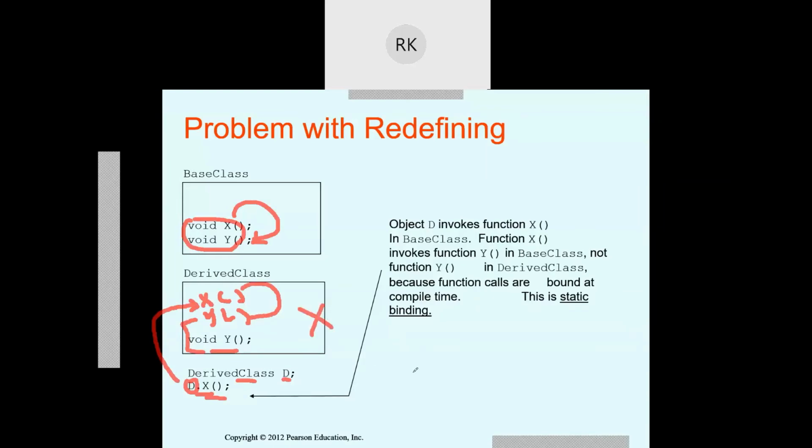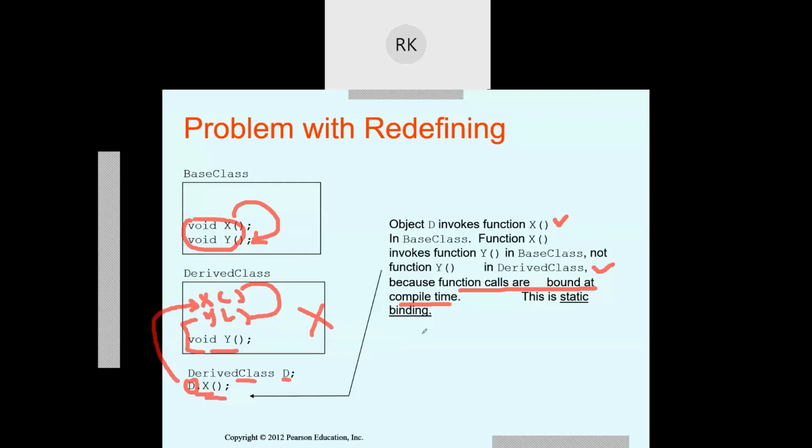So the object d calls the function x, as I told you, and the function x calls the y in the base class. It will call the base class, not the function y in the child class. Why? Because function calls are bound at compile time. Did you get what I mean? I am repeating. The main critical point is this one. The question was which function will be called.